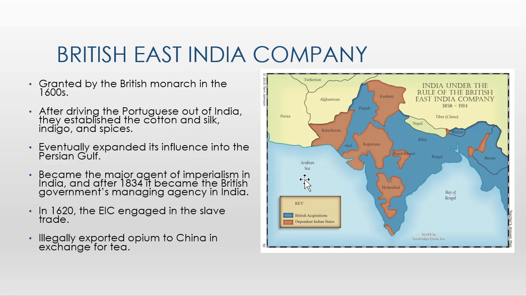Eventually, they're going to expand their influence into the Persian Gulf, west of India as well. They became a major agent of imperialism in India, and after 1834, it became the British government's managing agency in India. So the British East India Company will become like the managing entity of the official British crown. We have this economic company that is tied with the government of Britain. In 1620, the East India Company engaged in the slave trade, and also participated in illegal transporting of opium to China in exchange for tea, and that will eventually lead to the Opium Wars.